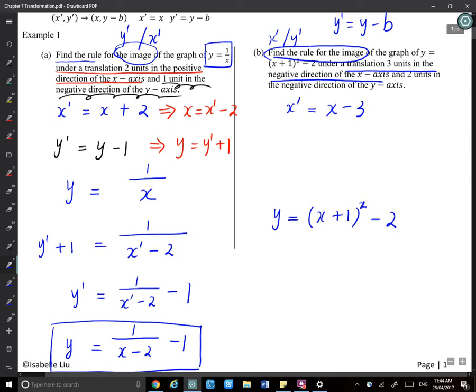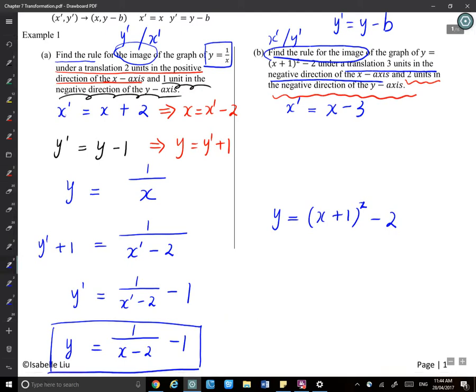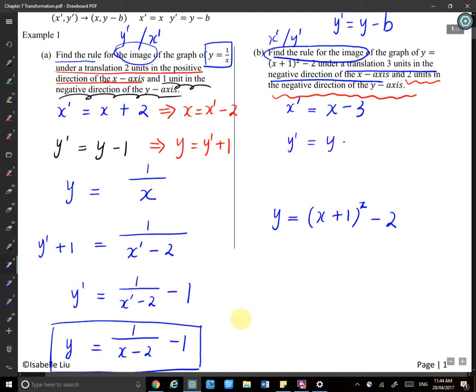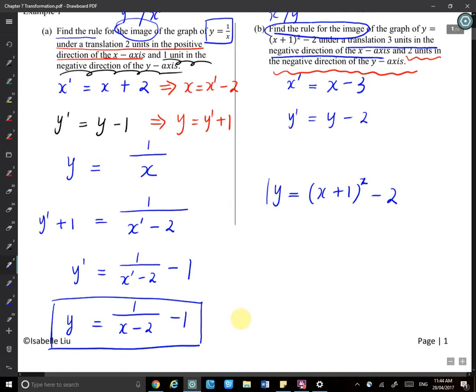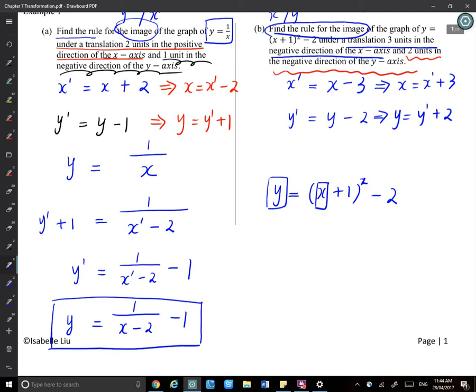The next one is 2 units in the negative direction of the y-axis. What can I write? y minus 2. That's correct. Let's have a look. We have x and y, but we don't have x dash and y dash, so we need to make x, y the subject. x equals x dash plus 3, y equals y dash plus 2.